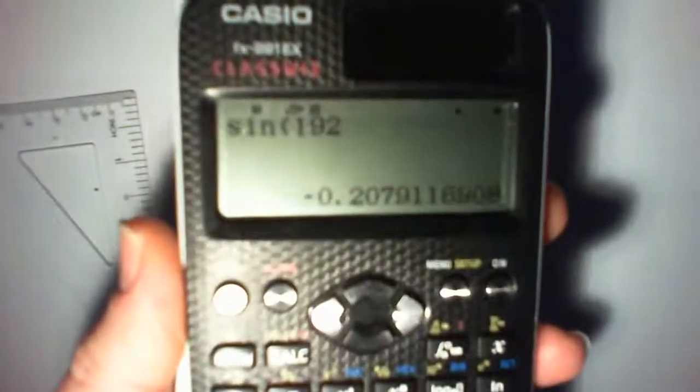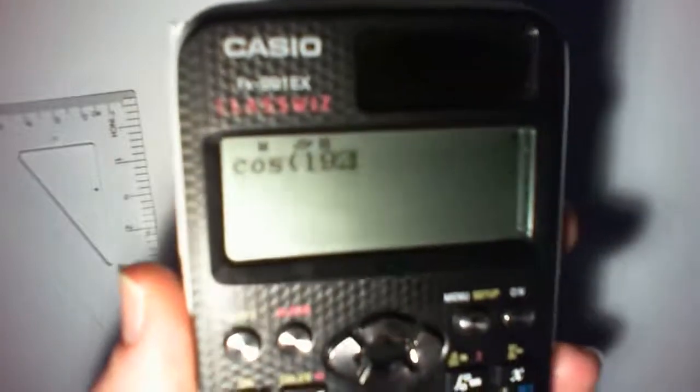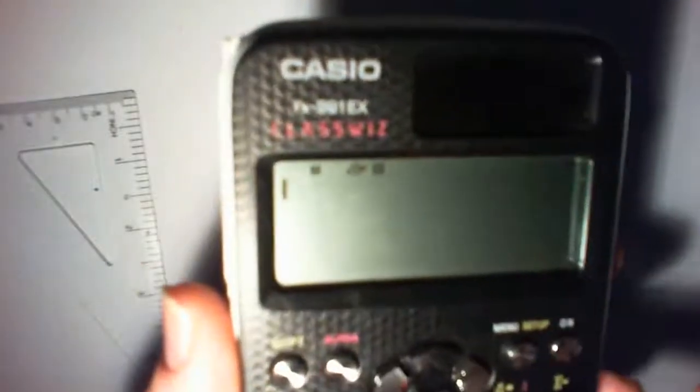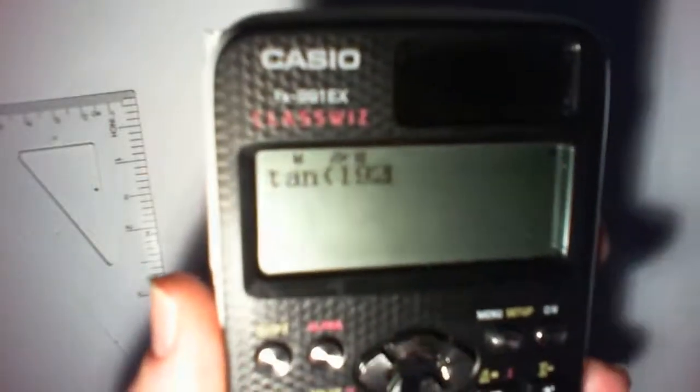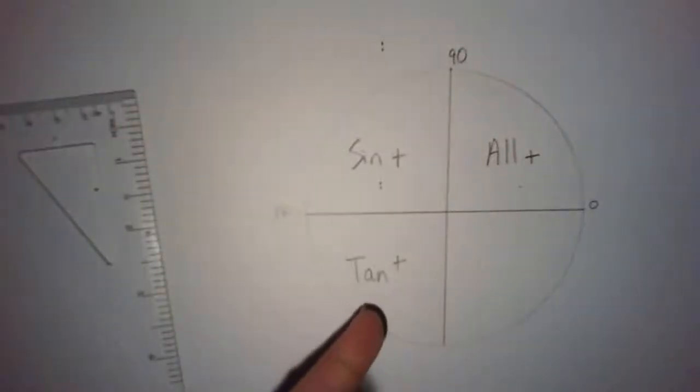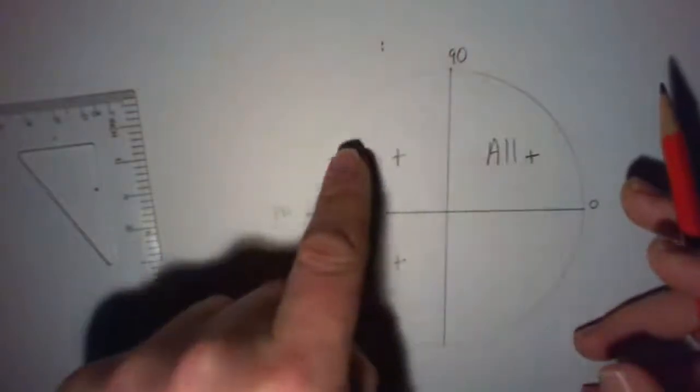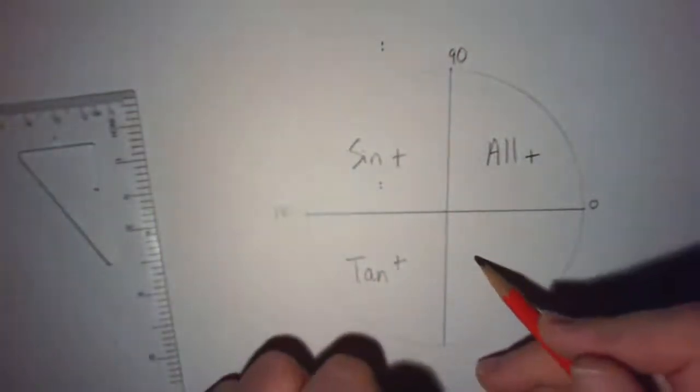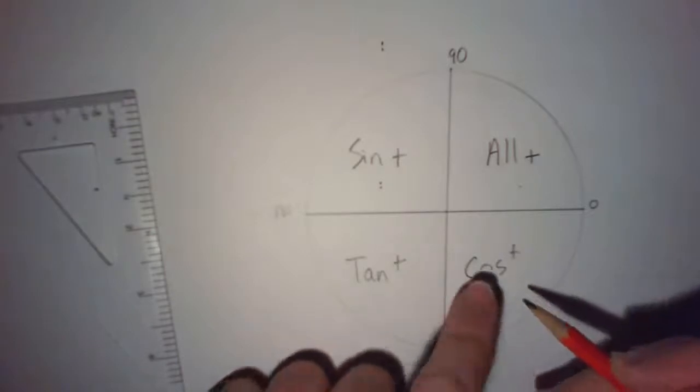Look, sine of 192 is a minus number. The cos of 192 is a minus number, but the tan of 192 is positive. It's magic, lads. It's literally magic. Okay? And finally, well, what are we missing here? All sine, tan, of course, here. Cos is positive here.